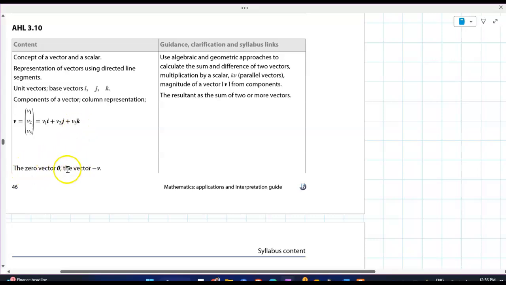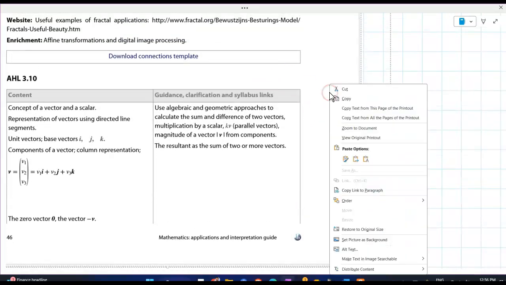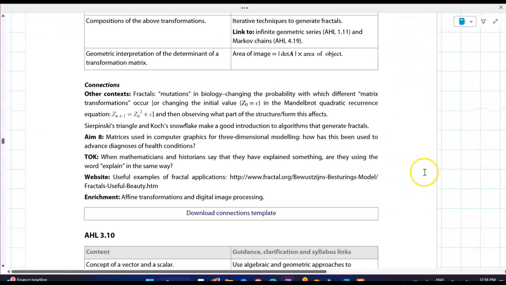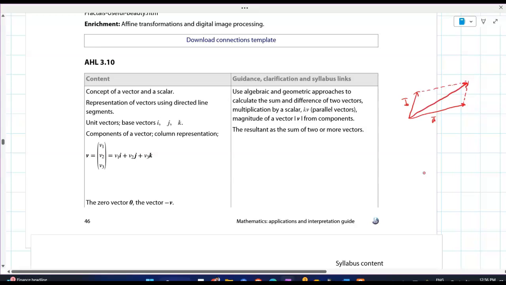The zero vector is 0, the vector minus v is oppositely directed. Now sum and geometrical approaches to calculate the sum or difference of two vectors. So this is also required. So when you're finding the sum of two vectors, if they ask you to find it geometrically, if we have one vector and the other vector, correct? So if this is vector A and this is vector B, you can use the parallelogram law of addition to find out your A plus B.